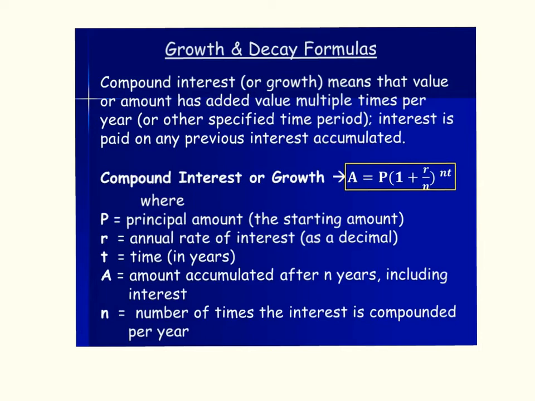P is still the principal amount or the starting amount. R is the annual rate of interest as a decimal, so you're going to have to turn your percent into a decimal. T is the time in years. A is the amount accumulated after n years, including interest. And N is the number of times the interest is compounded per year.